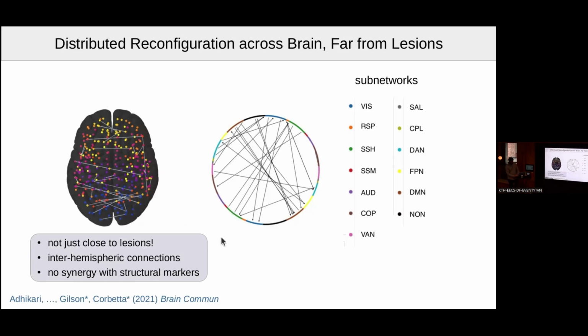And the disappointing thing in this study was that we tried to combine the functional data with the structural data to see whether there was synergy between them for the prediction, and the answer was negative.